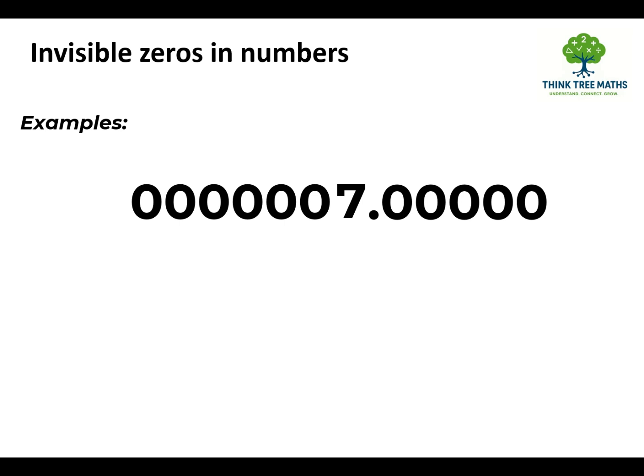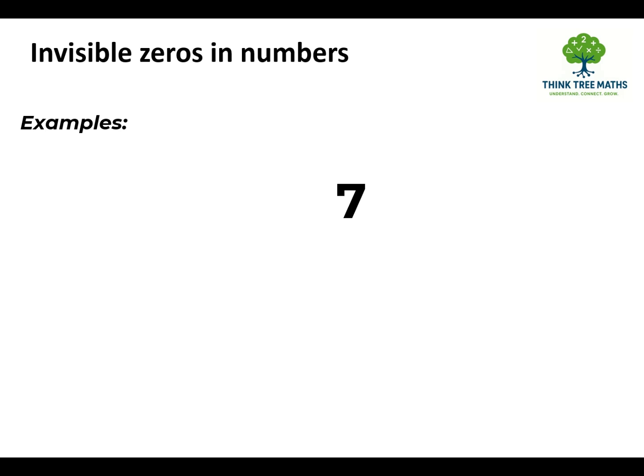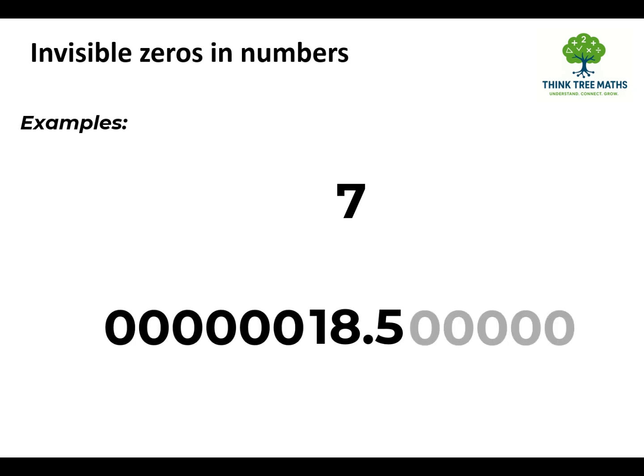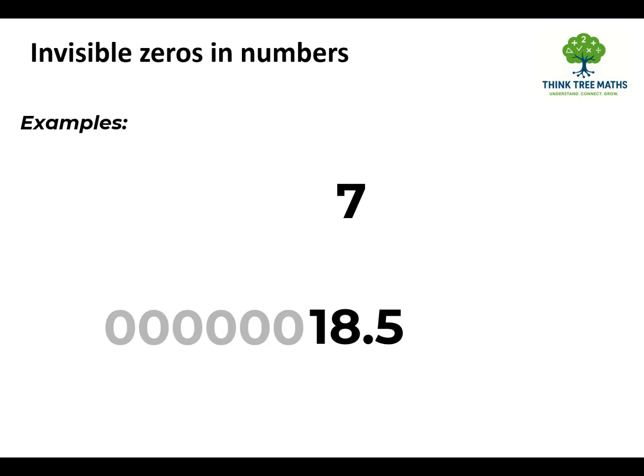However, 7 will simply be written as 7 without the extra baggage of zeros. The same for 18.5. The extra zeros, it's understood they exist, but we do not need to write them.